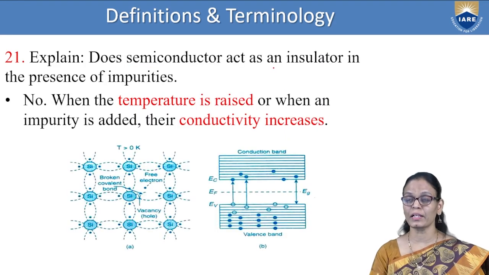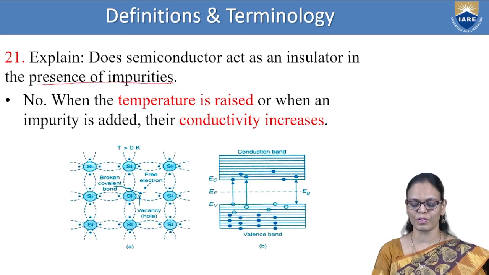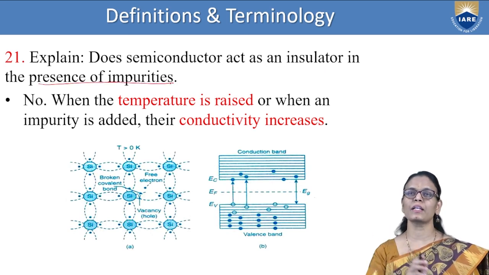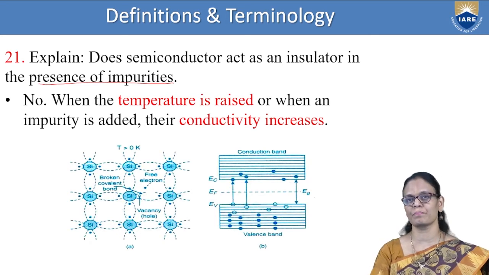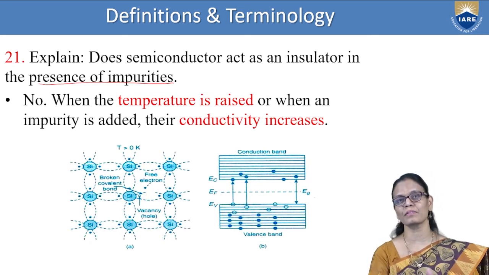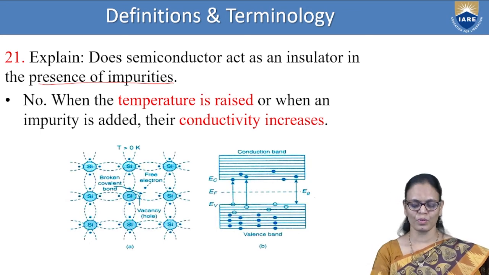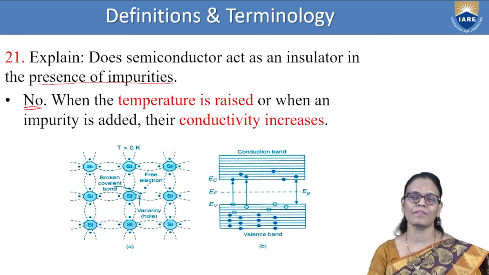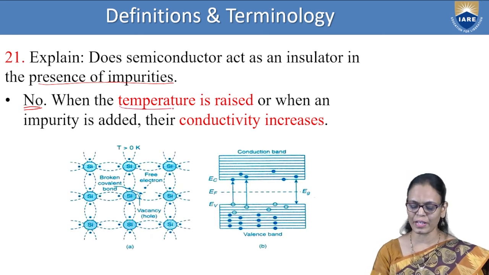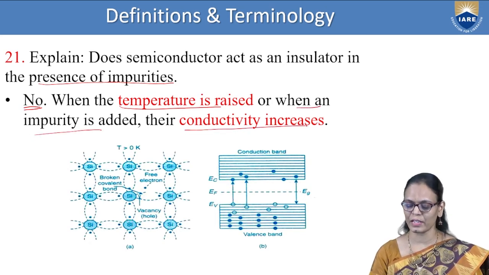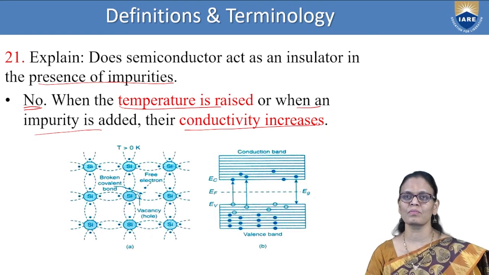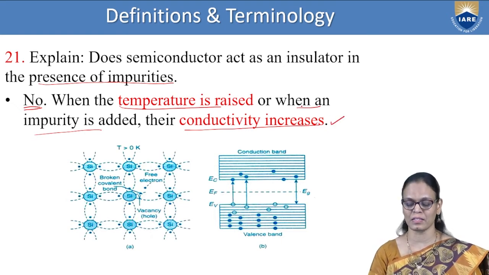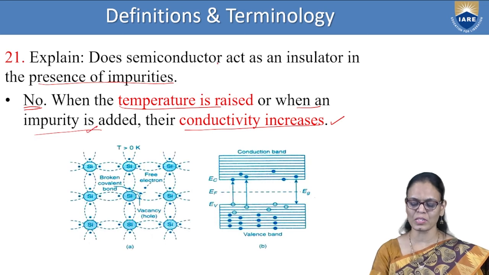Now, does a semiconductor act as an insulator in the presence of impurity? Means if we add an impurity to a semiconductor, how does it behave? Will it behave like an insulator? No. The answer is no. It does not behave as an insulator. When the temperature is raised or when an impurity is added, the conductivity increases. How does the conductivity increase when we add an impurity? Because the question here is in the presence of impurity.